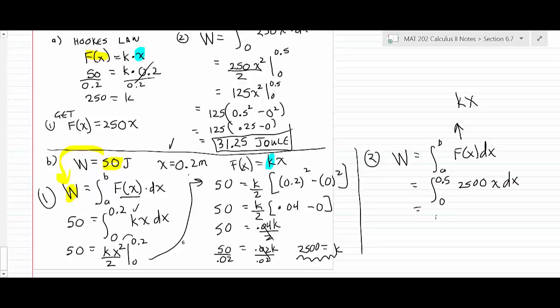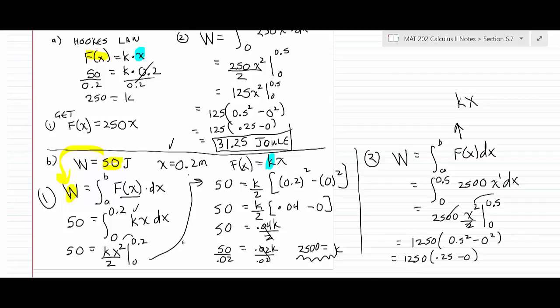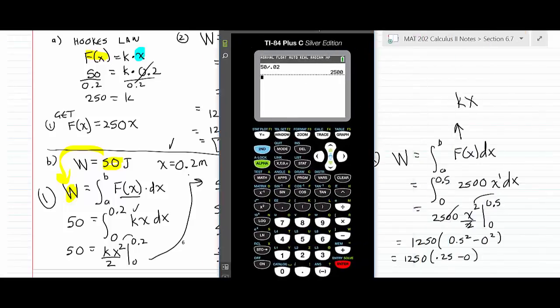So in this integral, you have 2500 as a constant. The antiderivative of x is x squared over 2, and that needs to be evaluated from 0 to 0.5 to finish up. So let's see, 2500 over 2 is 1250. And then you do 0.5 squared minus 0 squared when you work that out. So that's going to be 1250 times 0.25 minus 0. Then I need to calculate that out and see what I get here.